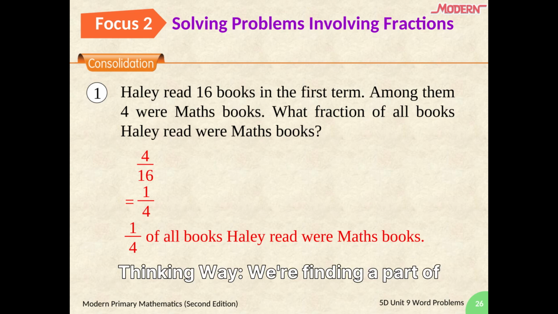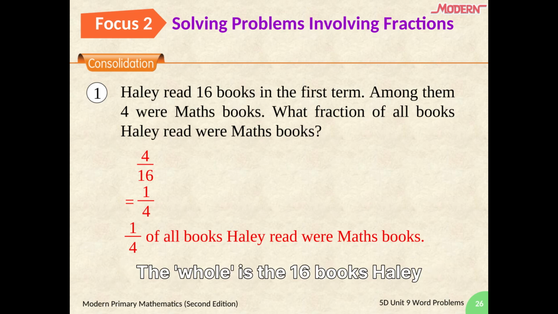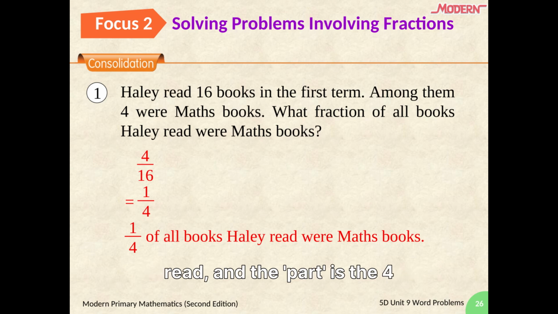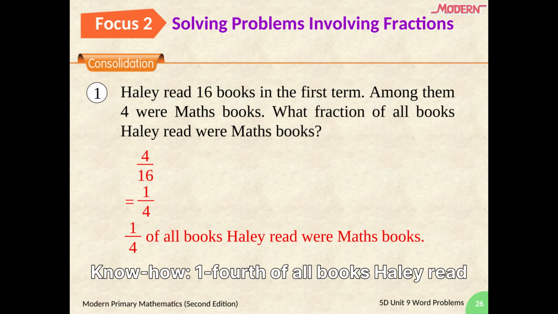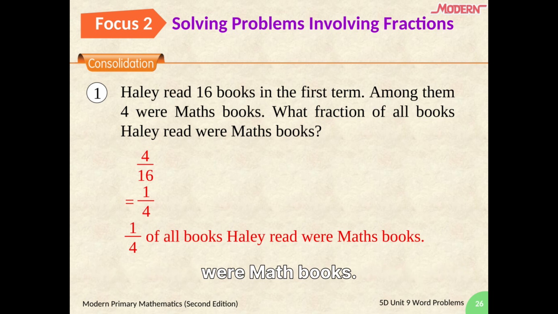Thinking way. We're finding a part of a whole. The whole is the 16 books Haley read, and the part is the 4 math books. Simple division. Our fraction is 4 over 16. We always look to simplify. Both 4 and 16 are in the 4 times table. 4 divided by 4 is 1, and 16 divided by 4 is 4. Know-how. 1/4 of all books Haley read were math books.